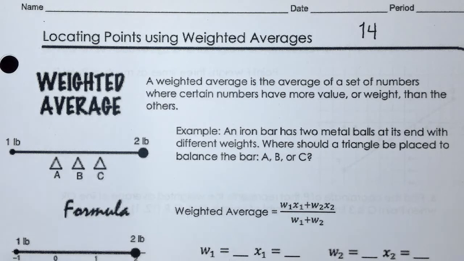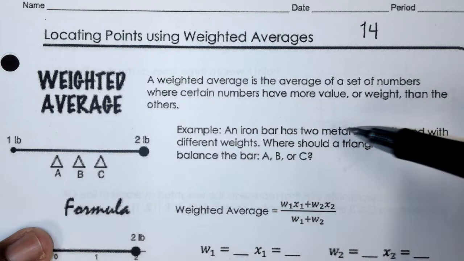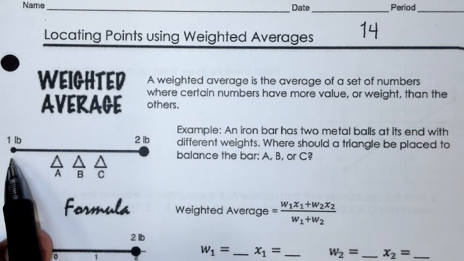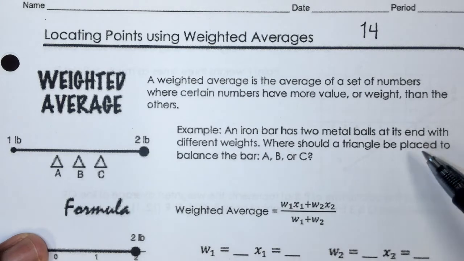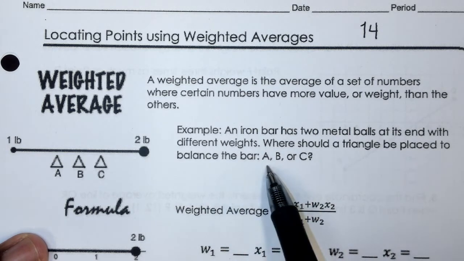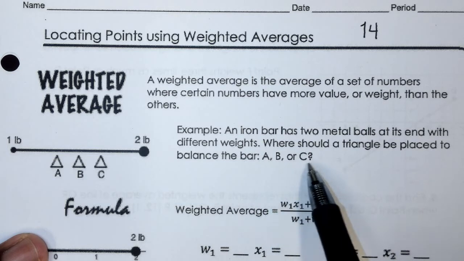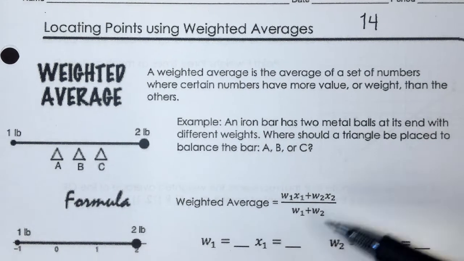All right. So the first example here: an iron bar has 2 metal balls on the end. You got a 1 pound ball on this end, you got a 2 pound ball on this end, with different weights. Where should the triangle be placed to balance the bar, A, B, or C? To figure that out, we're going to do a weighted average. The formula is right here.